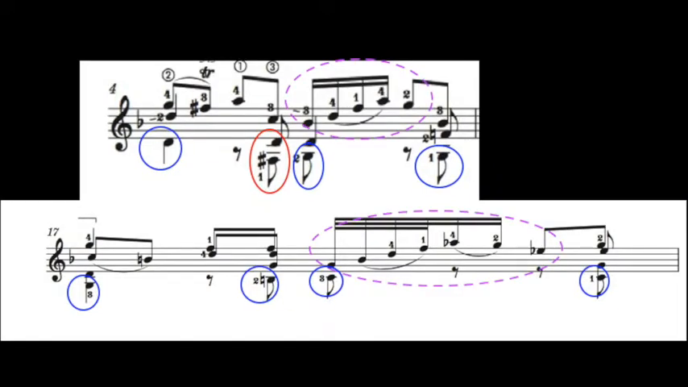Now looking at the dotted circle at beat 3 and 4, it's just interesting to see that the melodic outline is the same, except that here it's transposed down a third instead of a fourth. So let's have a listen.